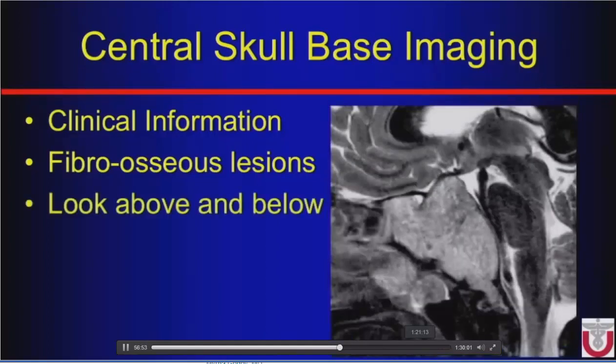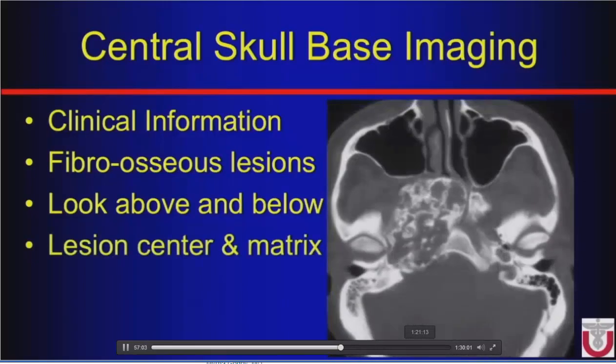So remember to look above and look below. Anytime I have a central skull base lesion, is there normal pituitary gland above and is there normal nasopharyngeal mucosal surface below? Think about where the center of the lesion is. Is it centered at the midline? Is it centered off midline? And sometimes it's hard to tell, especially when these pathologies get big. But we always want to try to remember the normal anatomy around the central skull base and see how the imaging pathology affects that anatomy.